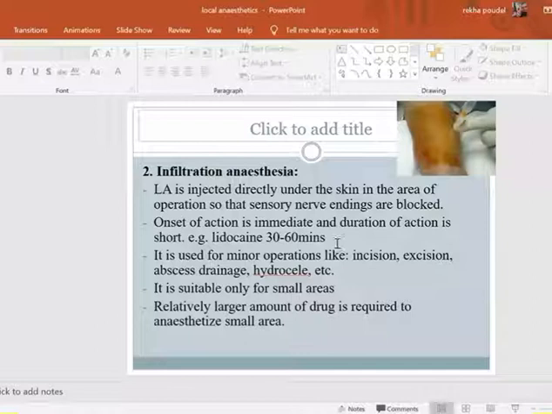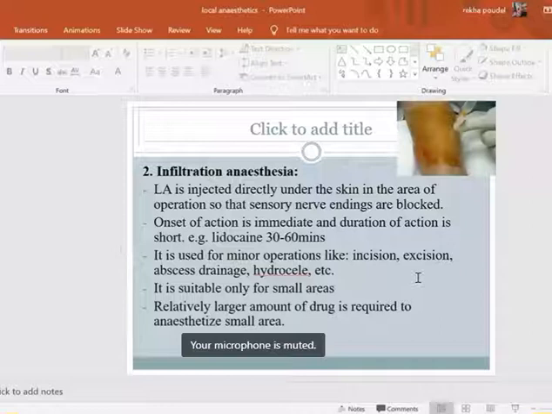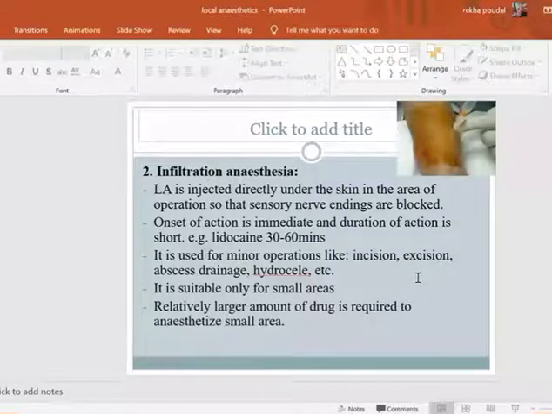And it is used for minor operations like incision, excision, abscess drainage, hydrocele. So for example, if the patient is having some abscess, and if we have to drain the abscess, we can give infiltration anesthesia directly into that particular area. It is suitable only for small areas to be operated, and a relatively larger amount of drug is required to anesthetize the small area. So this is the infiltration anesthesia.